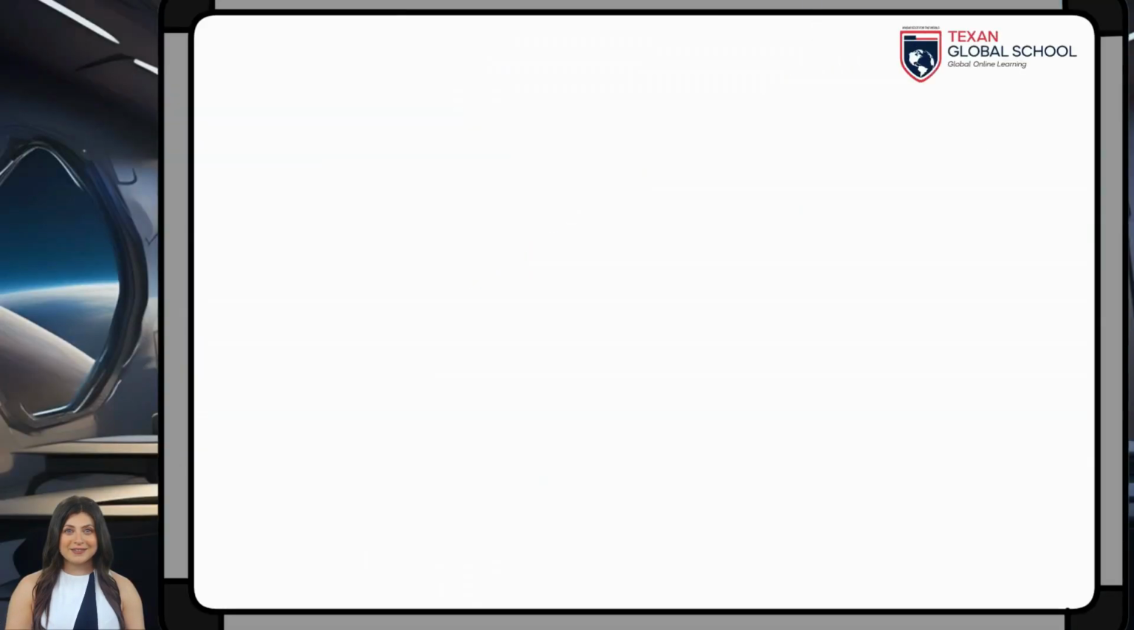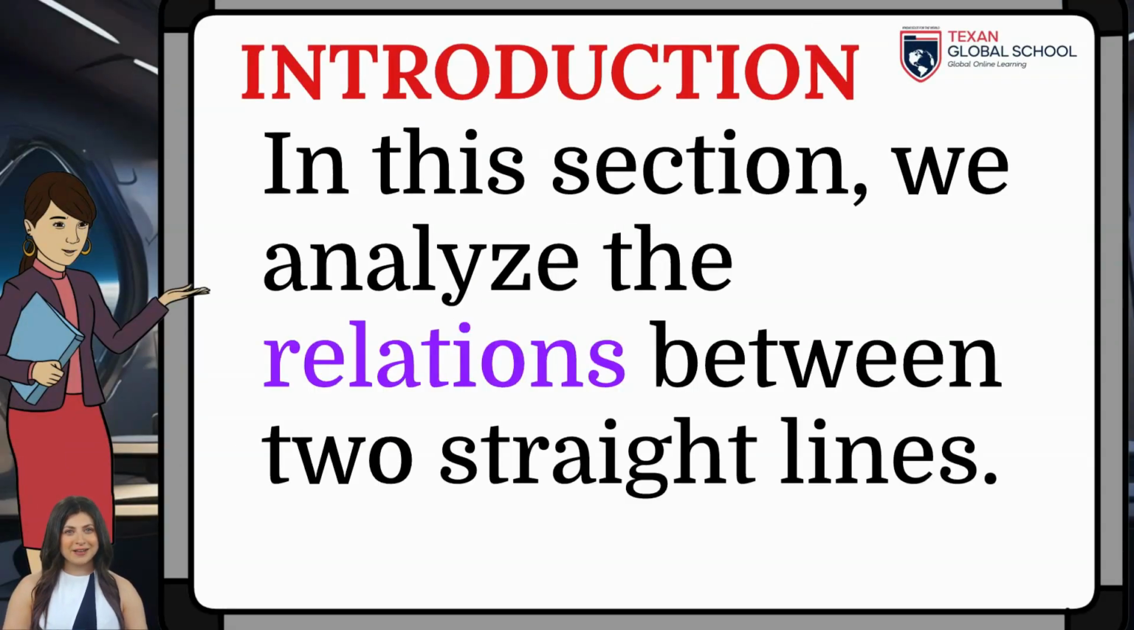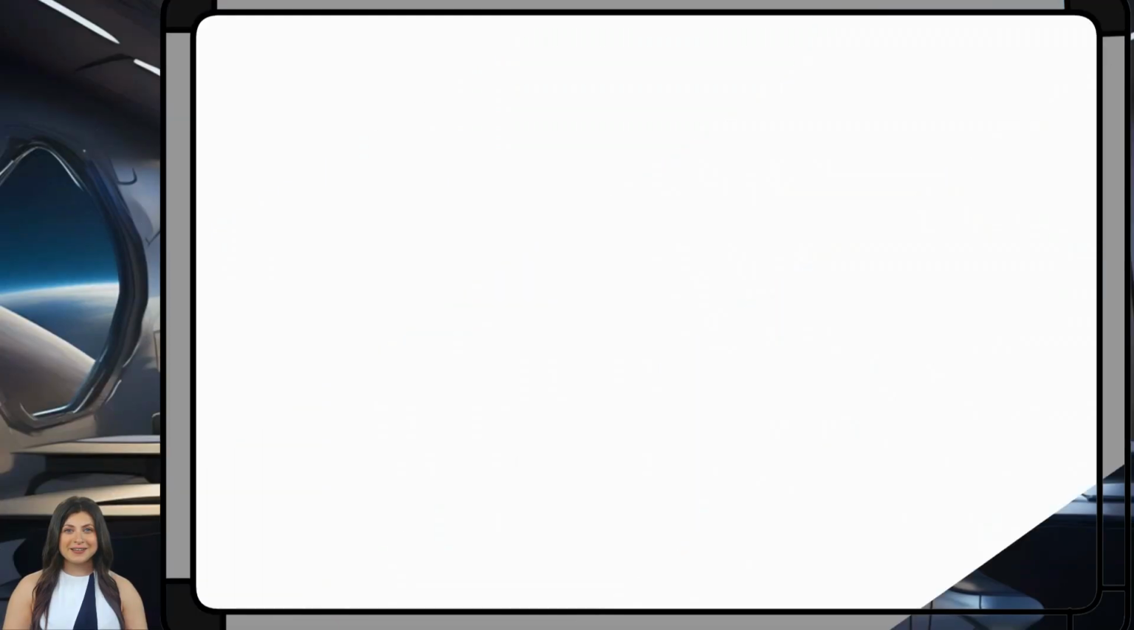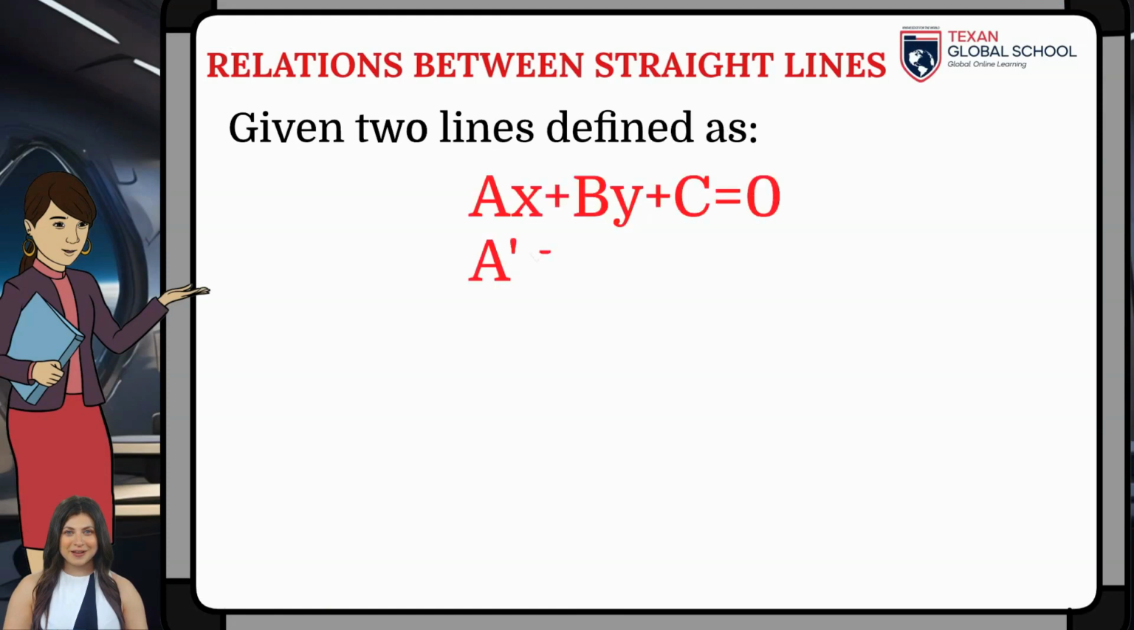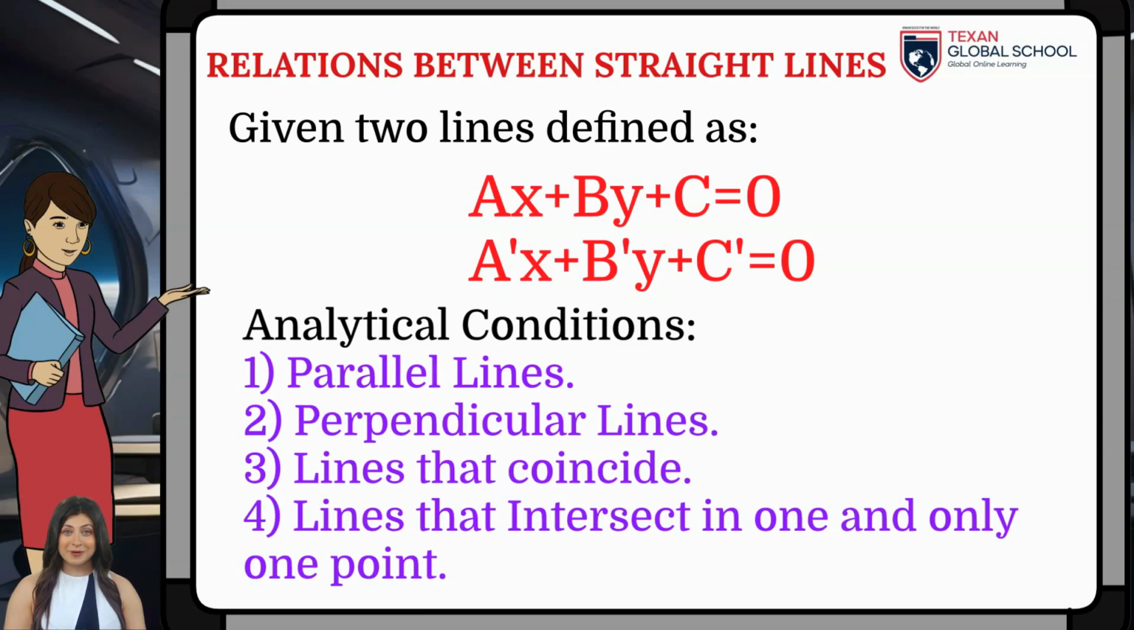In this class, the relations between two straight lines are analyzed. Given two straight lines defined as ax + by + c = 0, and a'x + b'y + c' = 0. The analytical conditions in which the lines can behave are parallel, perpendicular, lines that coincide, or lines that intersect in one and only one point.